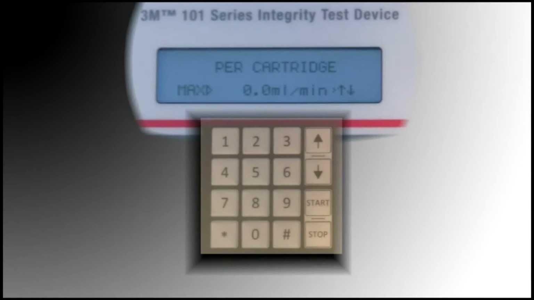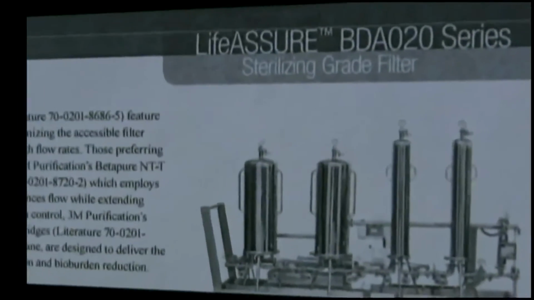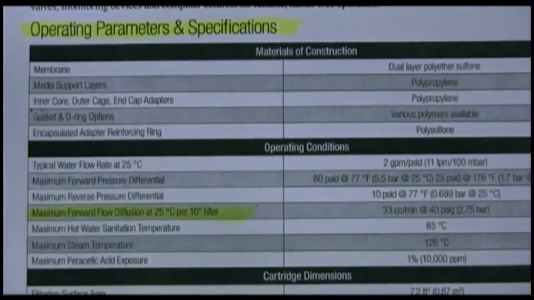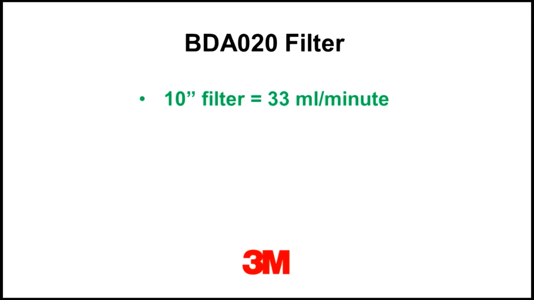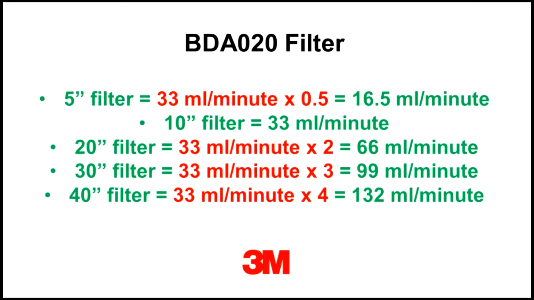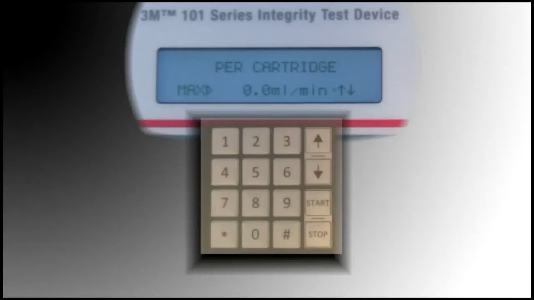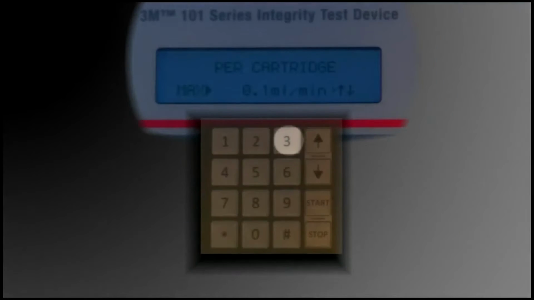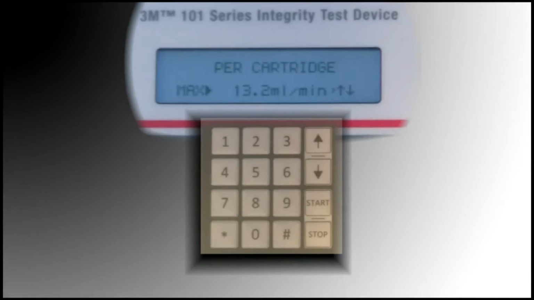This is where the maximum acceptable diffusion rate per filter cartridge must be entered. This information can be obtained from literature sheets for the filter cartridge being tested. Note that values are expressed per 10-inch filter cartridge. If the filter cartridge or cartridges to be tested are 5 inches, 20 inches, 30 inches, or 40 inches, use simple multiplication to calculate the maximum allowable diffusion rate. Note that the maximum diffusion rate per filter cartridge entered must be between 0.1 and 999 milliliters per minute.